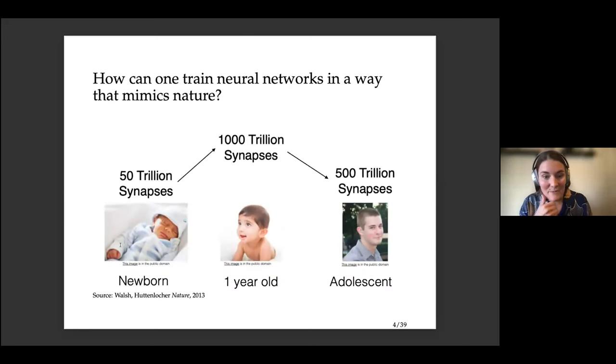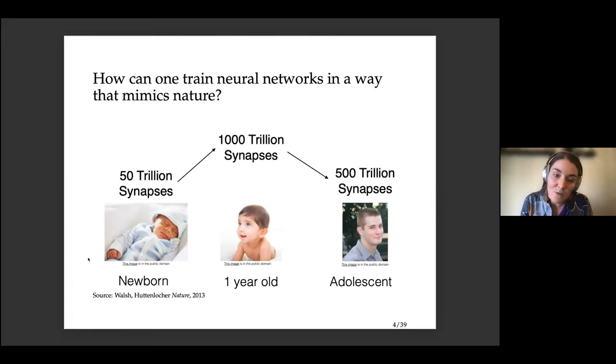And then one of my favorite slides, as soon as I saw this picture once in a talk, I knew I had to steal it. So the question is, how can one train neural networks in a way that mimics nature? So we don't necessarily need to do this, right? But there is some nice inspiration that we can take.